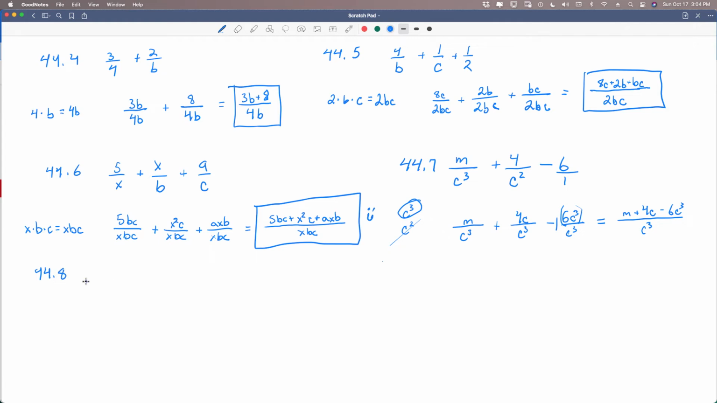We have p over 4 minus a over 2 plus c over b. All right, so first step is to find our common denominator. So we have 4, and we have 2, and we have b. All right, so 4 is equal to 2 times 2. With 2, we have 2, and then with b, we just have b.